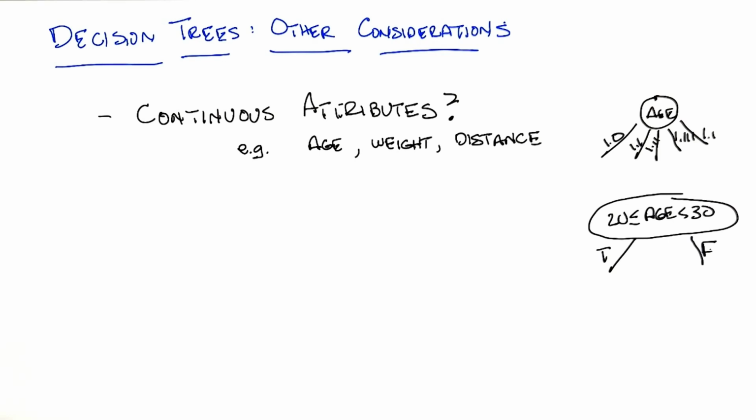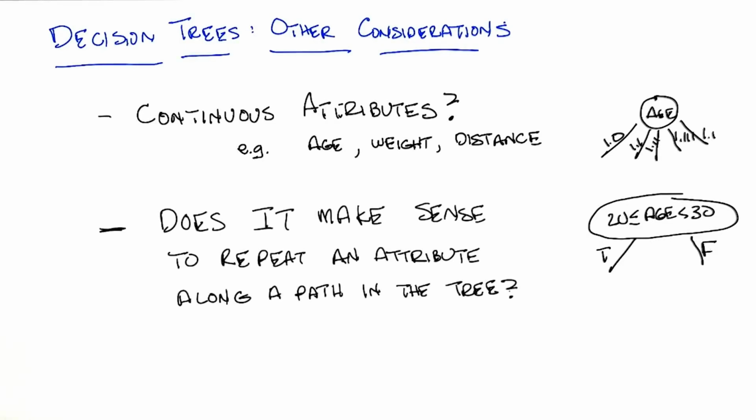So that brings me to the next question. I'm going to actually do this as a quiz because I want an answer from our audience. So here's the next question I want to ask you. Simple true or false question. Does it make sense to repeat an attribute along any given path in the tree? So if we pick some attribute like A, should we ever ask a question about A again?